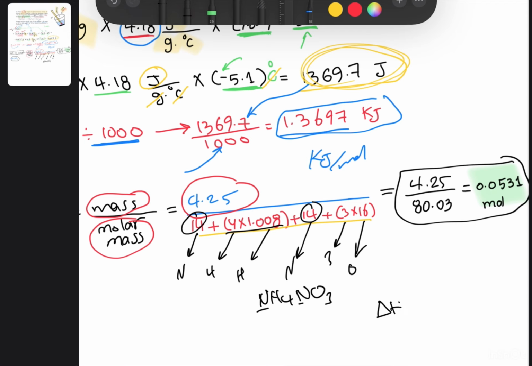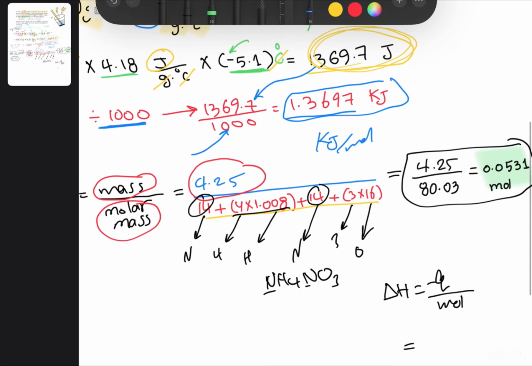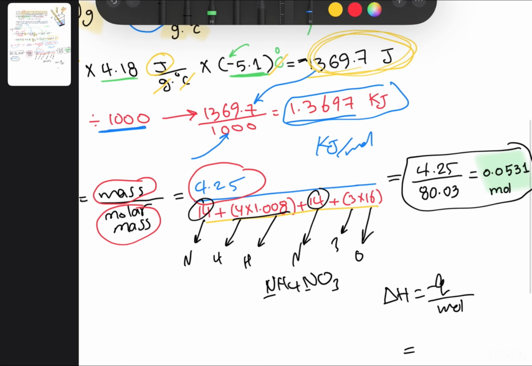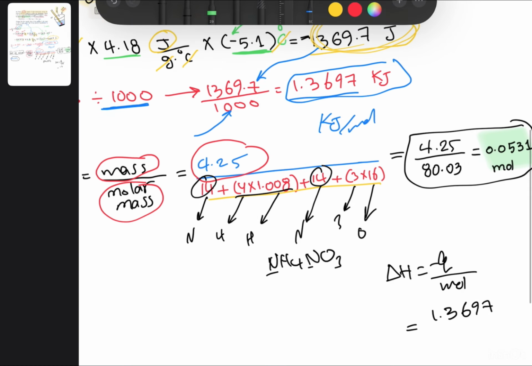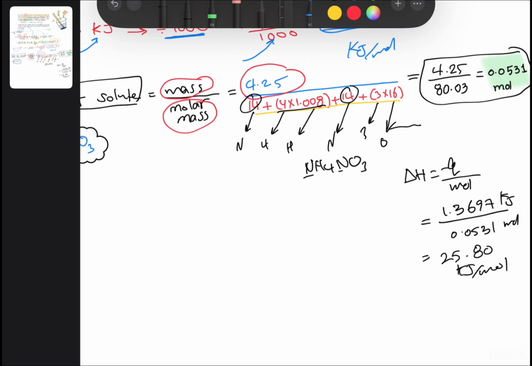Now delta H is equal to minus Q over moles. So the negative Q, actually, it's already negative from here, and negative times negative is positive 1.3697. You just divide them over 0.0531, and if you divide them, these are in kilojoule, by the way, and here we have moles, 25.80 kilojoule per mole. So this is the way of how to calculate the enthalpy change of reaction.